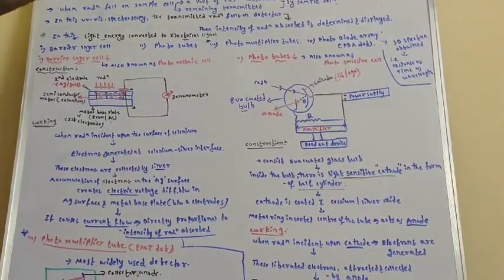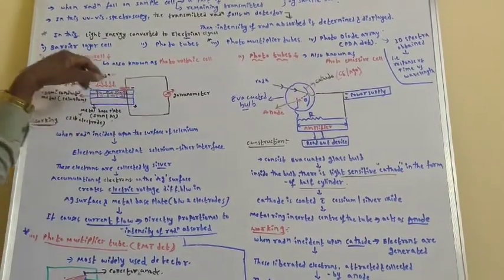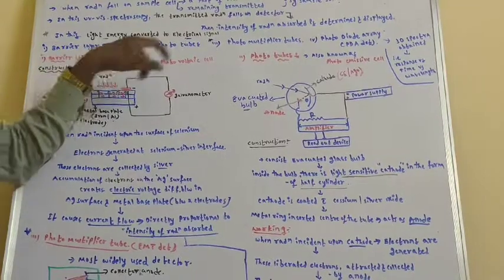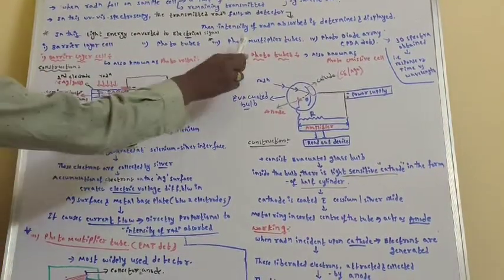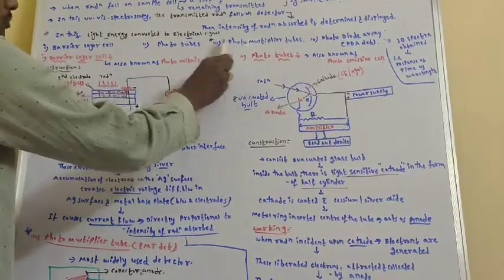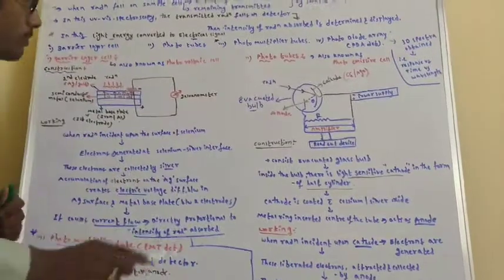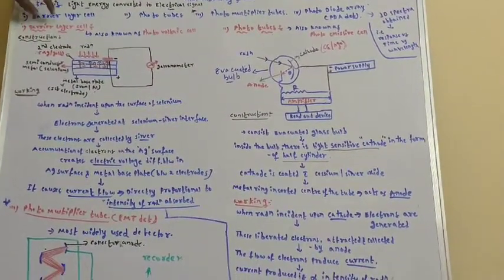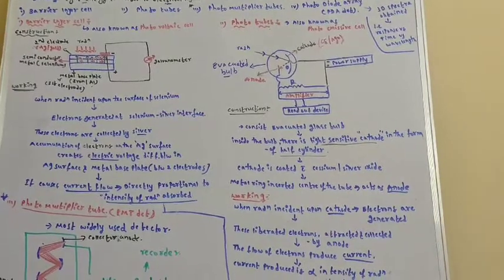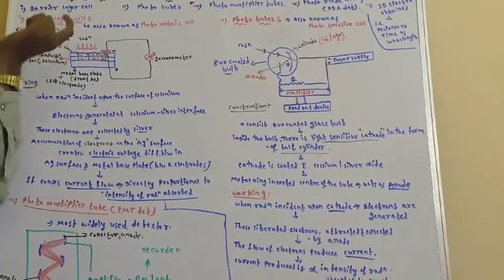Generally four kinds of detectors are commonly used as UV visible detectors. Those are the barrier layer cell, the second detector is phototubes, the third one is the photomultiplier tube, the most important one, and the fourth one is the photodiode array detector or PDA detector. Let's see them one by one. This is the barrier layer cell. I will tell you why it is known as barrier layer.